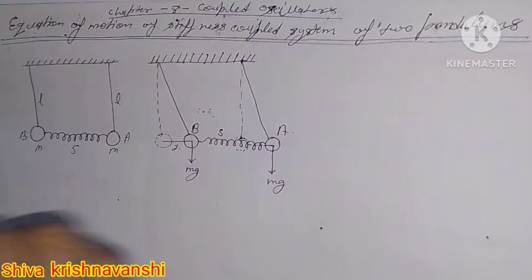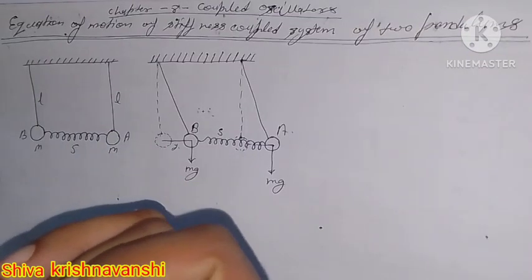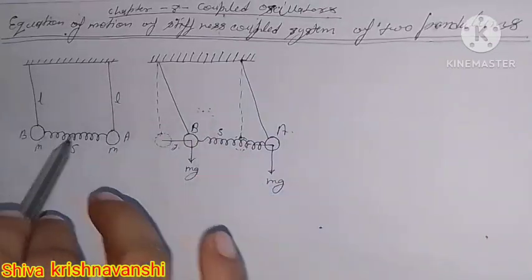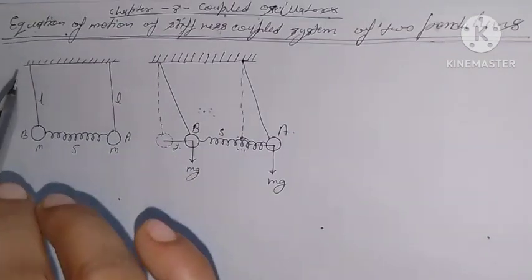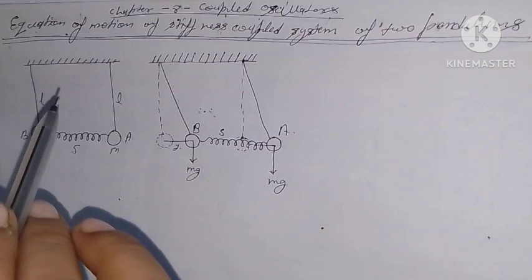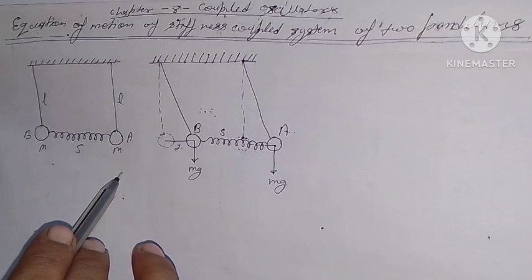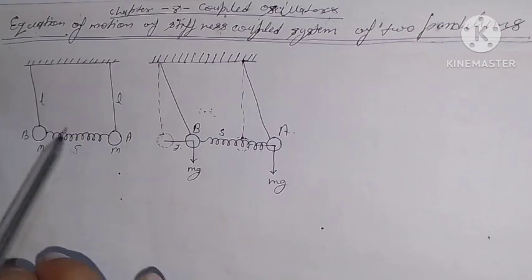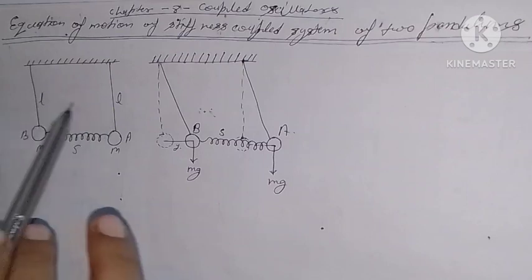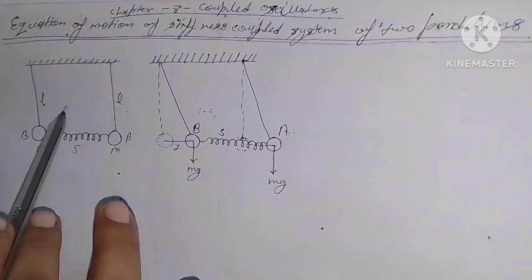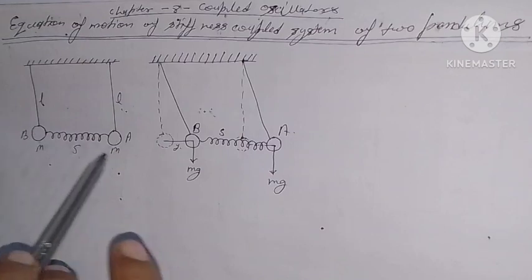Equation of motion of stiffness coupled system of two pendulums. Consider a coupled system of two identical pendulums, each having a pendulum bob of mass m, suspended by a light weightless rigid rod of length L. The bobs are connected by a light spring.